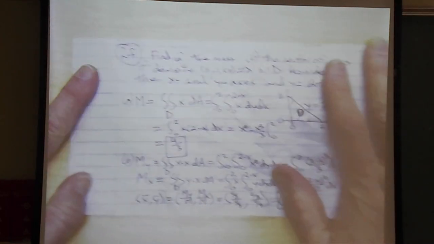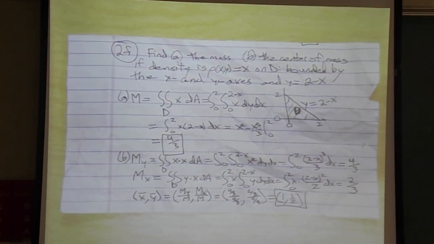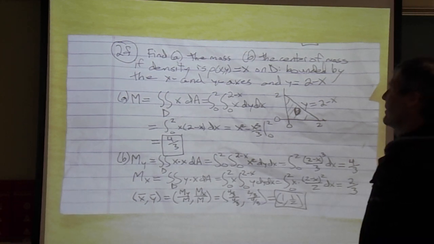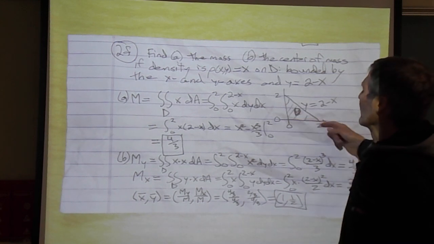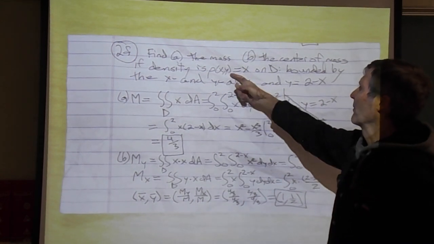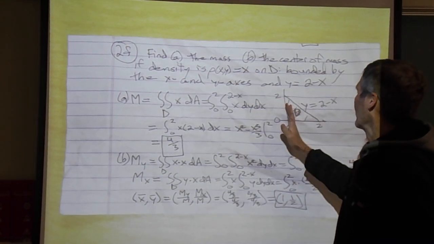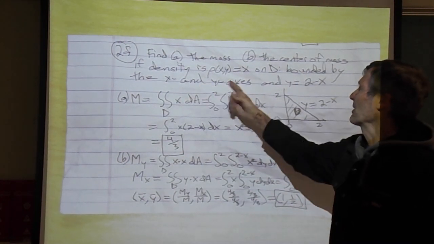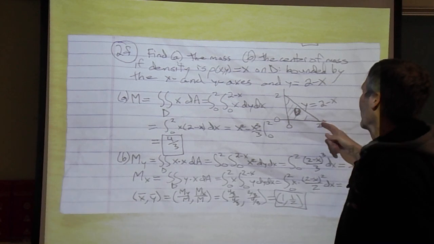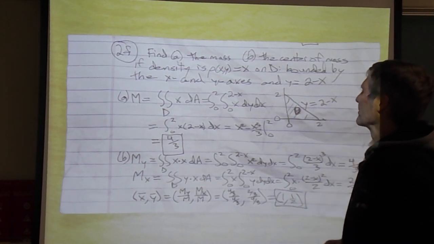Well, that was 2e. How about 2f? Let's see. I want to find the mass and the center of mass of a triangle, it turns out. If the density over this triangle is x, the further you go this way, the heavier it gets. Bounded by the x-axis and the y-axis and this line to make the triangle.